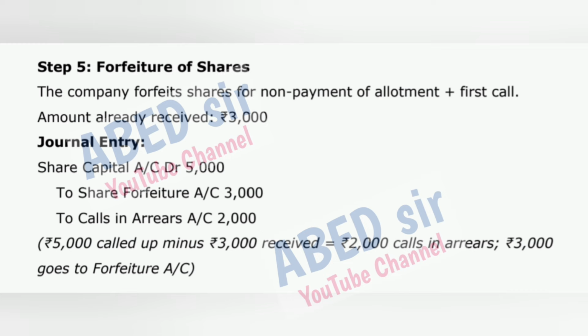Journal entry. Share Capital A/c Dr. 5000 to Share Forfeiture A/c 3000 and to Calls in Arrears A/c 2000. 5,000 rupees called up minus 3,000 rupees received is equal to 2,000 rupees calls in arrears. 3,000 rupees goes to the forfeiture A/c.